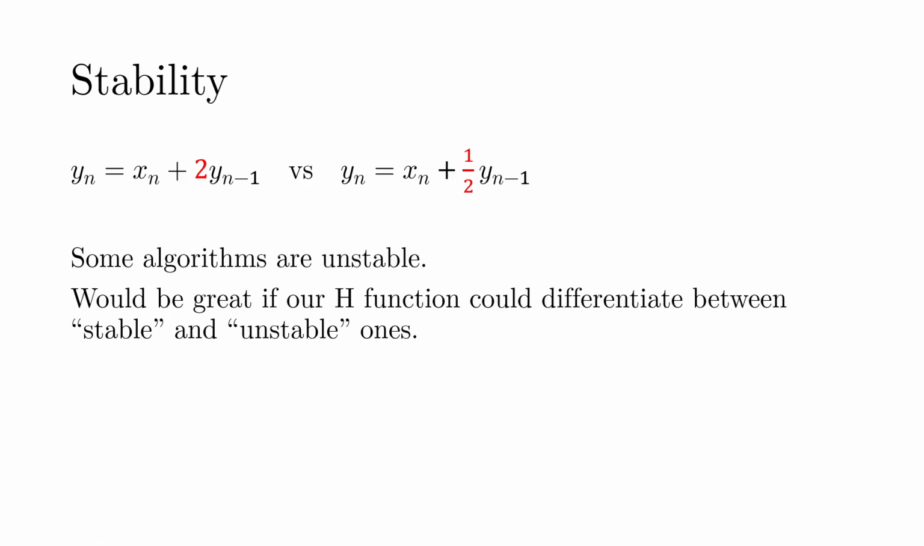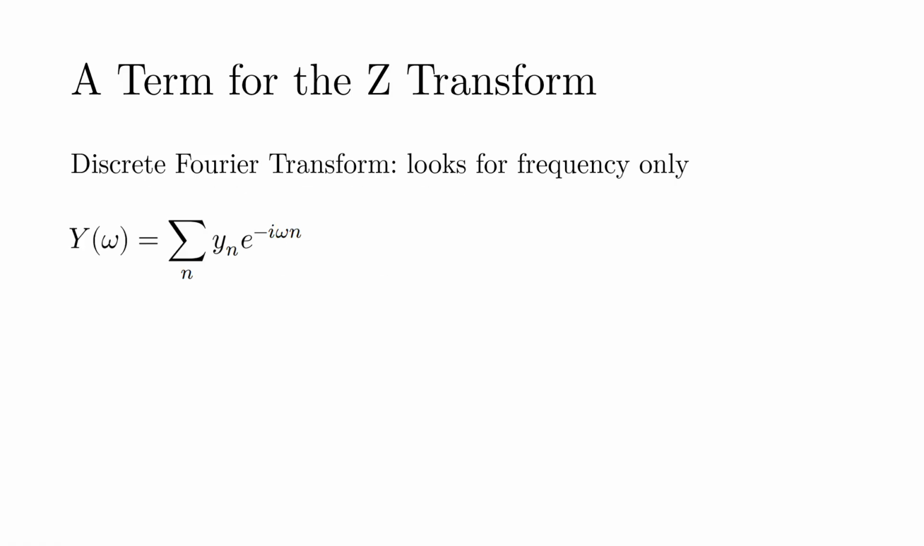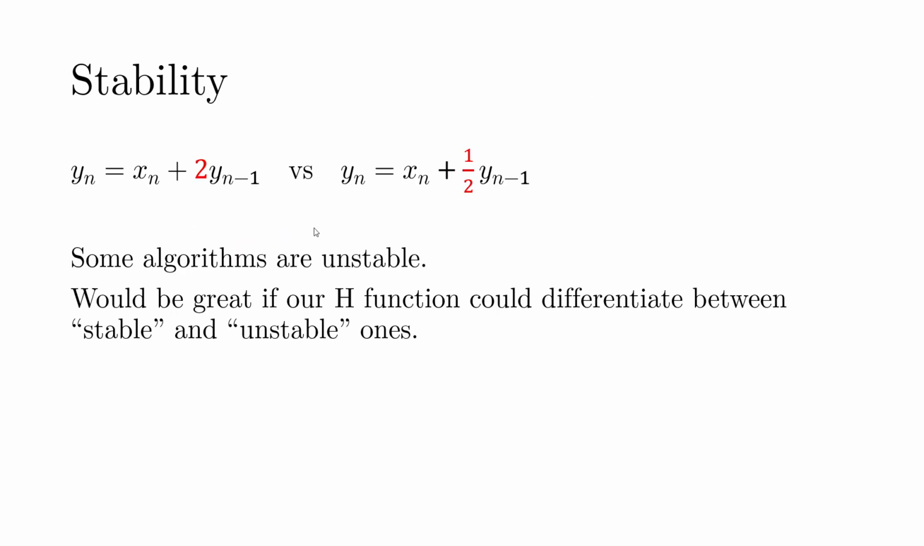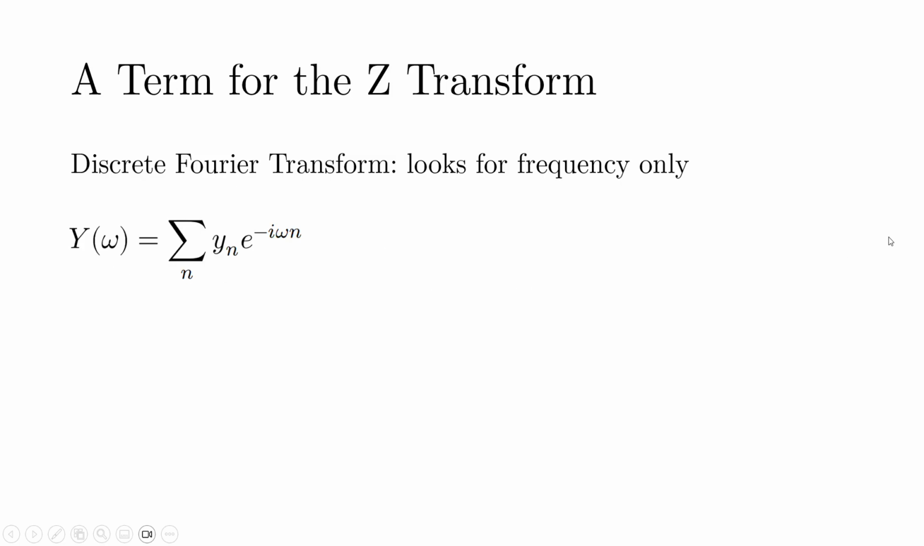So some algorithms are stable, some are unstable, and the ultimate goal would be that our H function somehow also tells us something about if the whole thing is stable or not. And we'll find out in a few slides how that works. But let's first find a term for the Z transform. So the Z transform is basically the thing that will take us from the algorithm to the transfer function in the end, and you'll see in a few slides how that works.